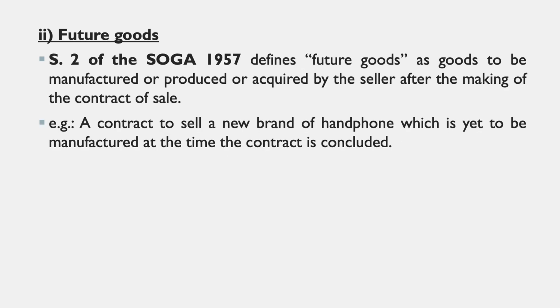Second is future goods. Future goods are goods that will be manufactured in the future after the contract is made. Meaning, the goods are yet to exist. For example, A enters into a contract to buy a new TV brand from B. The TV brand is yet to exist. It is not produced yet. But the contract is already made between A and B. So the TV is a future good.